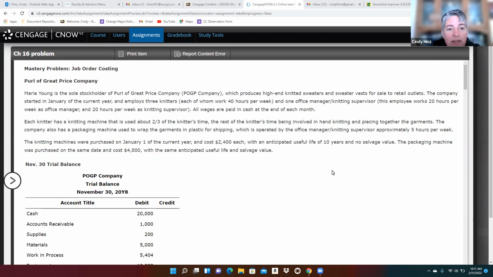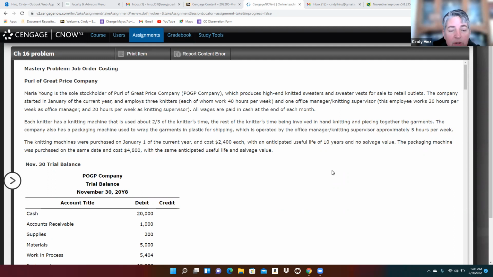Each knitter has a knitting machine that is used about 2/3 of the knitter's time, the rest of the knitter's time being involved in hand knitting and piecing together the garments. The company also has a packaging machine used to wrap the garments in plastic for shipping, and the knitting supervisor is operating that machine. So that would be direct labor potentially there.